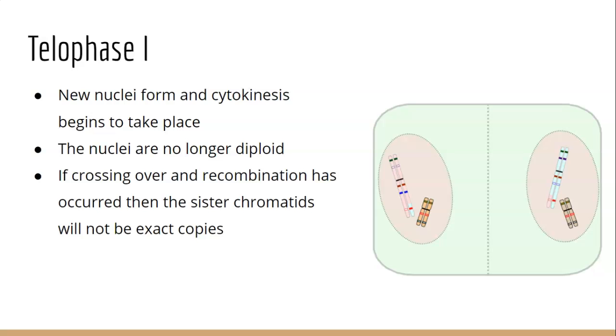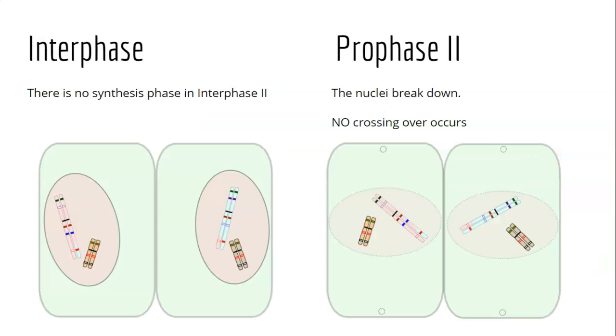After that, it's telophase 1, where new nuclei form and cytokinesis begins to take place. The nuclei are no longer diploid, so now we have haploid nuclei. And if crossing over and recombination has occurred, then we do not have exact copies of the sister chromatids anymore. So now we have some genetic variation in our cells. After that, we go back through again, because meiosis has 2 rounds of this cell division.